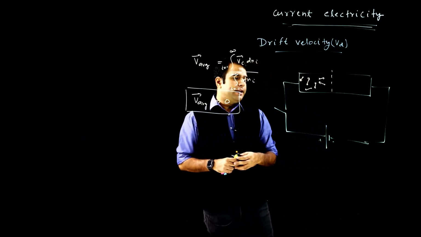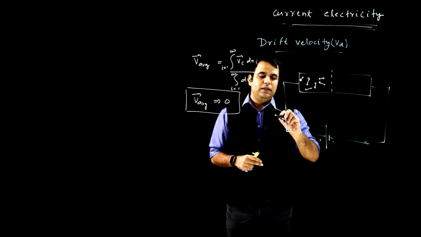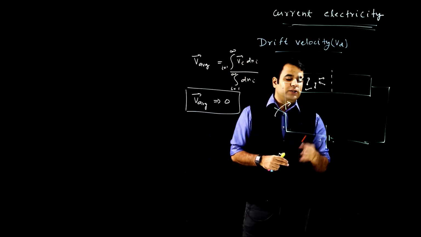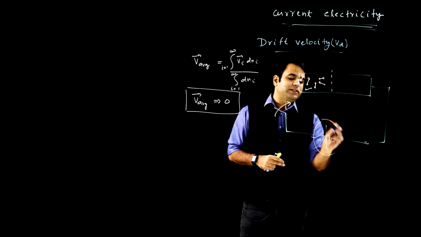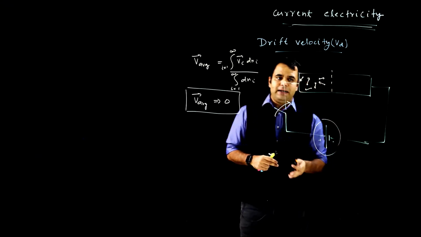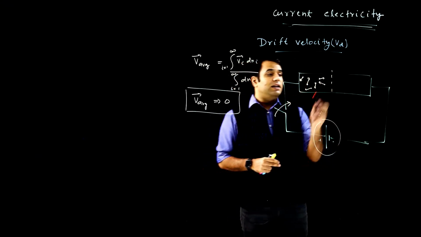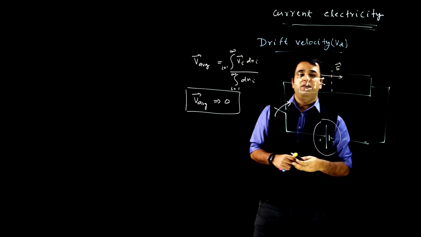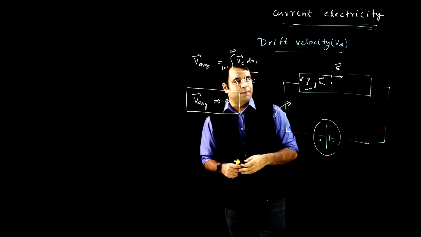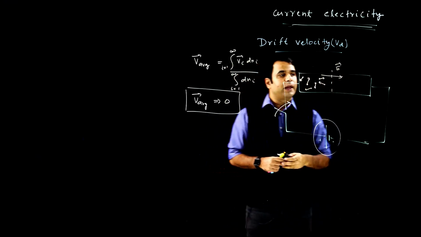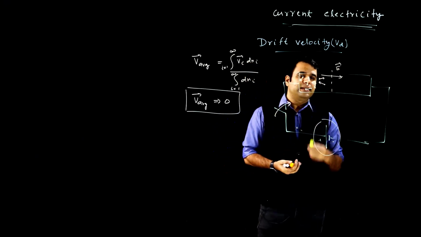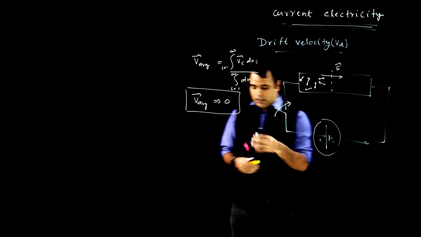Now when you connect this conductor with the external source by closing this key, this external source, which is the battery, is now connected, and because of this battery, there will be an electric field generated inside the conductor. Now I'll show it on this side. Due to this electric field, each and every electron will experience some electrostatic force.